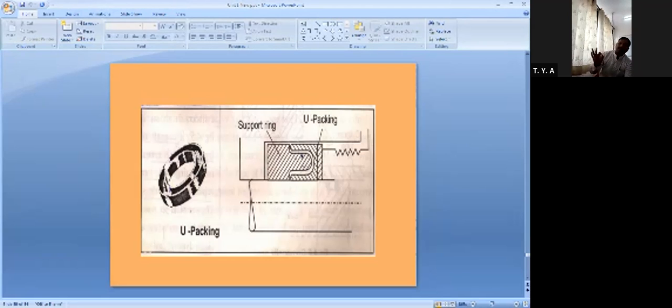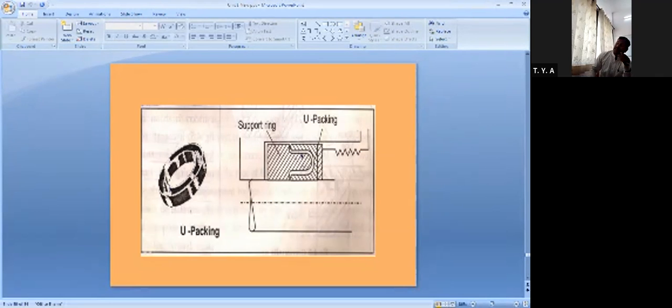Once again, this fabricated U packing is also used in various dynamic sealing solutions, and U packing is always used with your support ring, as I have shown in this figure. U packings are usually made of leather, or fabric reinforced rubber. And these U packings are normally balanced packing. It seals on both your inner diameter as well as the outer diameter.